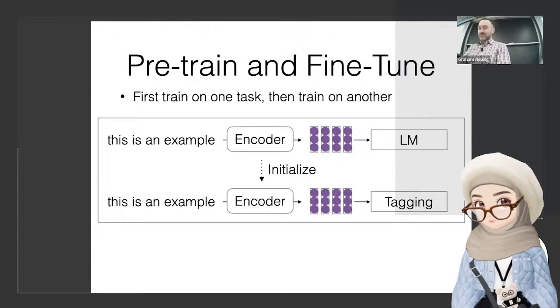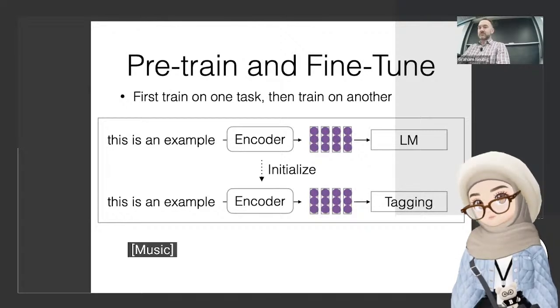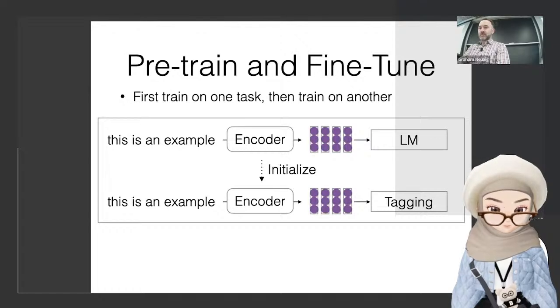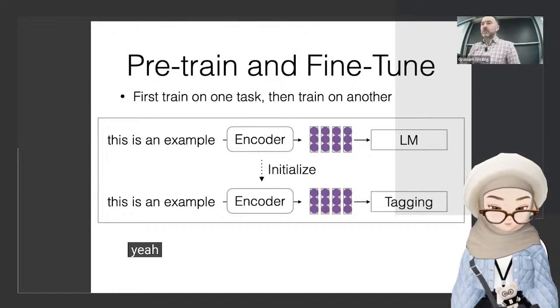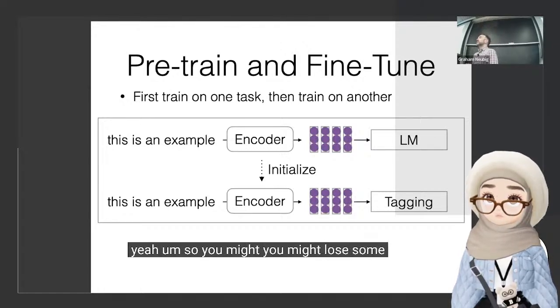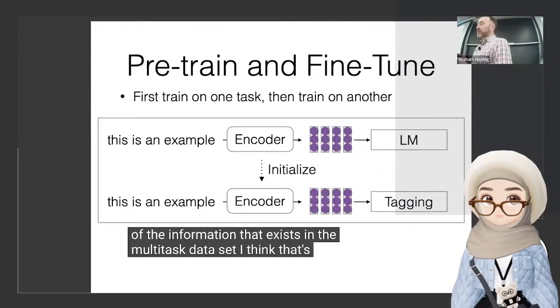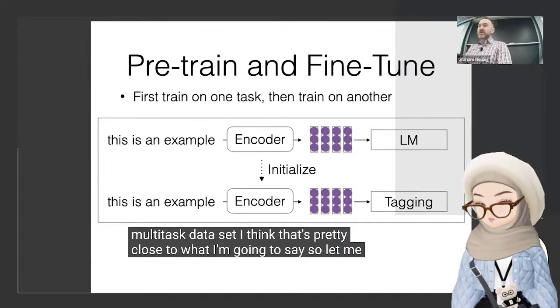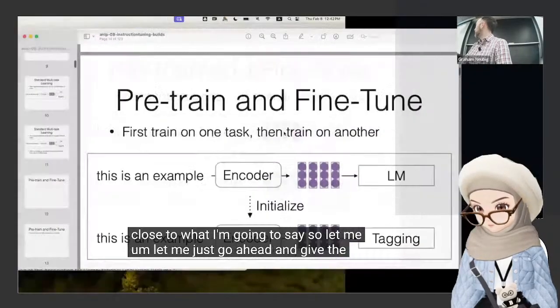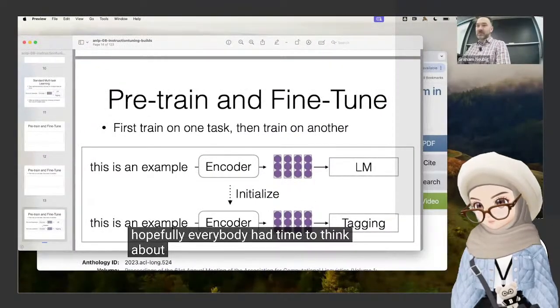Yeah. I think the reason why you might not want to do this is perhaps you could lose some of the representation that exists in the multitask data sets. So you might lose some of the information that exists in the multitask data set. I think that's pretty close to what I'm going to say. So let me just go ahead and give the answer. Hopefully everybody had time to think about it.